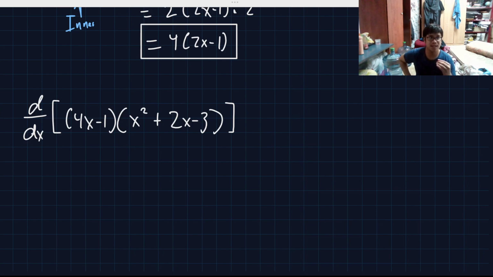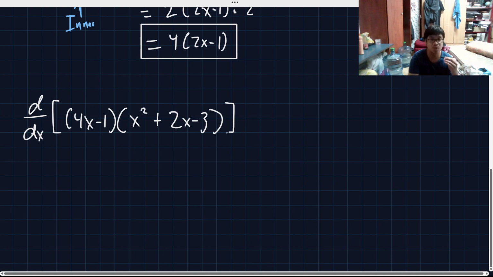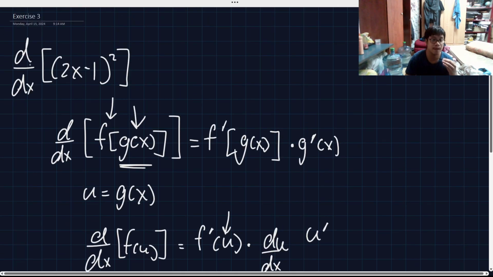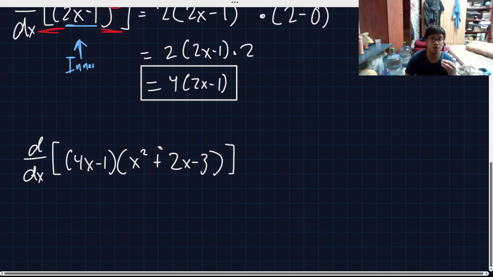Just like what we did in the last problem on the second part of the calculus derivative exercise, which is this one. So here, instead of using chain rule, we can just expand this one. We're going to do similarly here. We're going to expand the factored algebraic expressions.